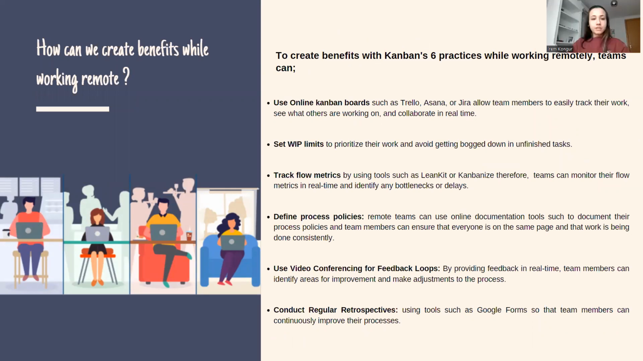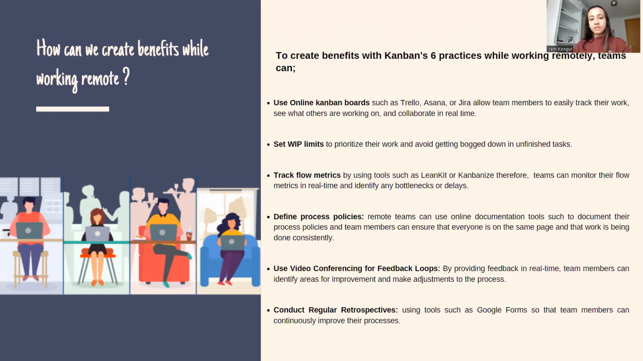To gain benefits with the Kanban 6 practices while working remotely, teams can use online Kanban boards, which allow team members to easily track their work, see what others are working on, and collaborate in real time. Set work in progress limits to prioritize their work and avoid getting bogged down in unfinished tasks. They can track flow metrics using several tools. Teams can monitor their flow metrics in real time and identify any bottlenecks or delays.